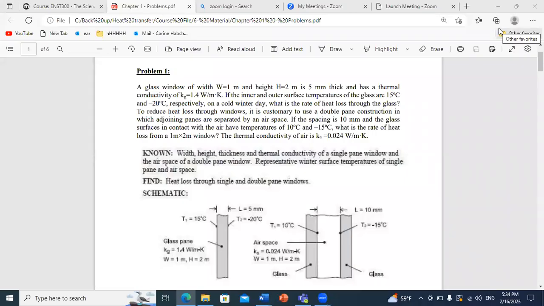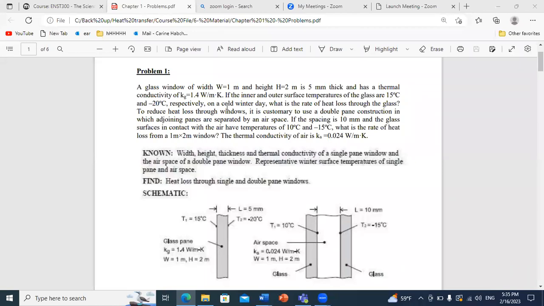So I will do with you some problems to remember how to deal with heat transfer processes and how to apply them to problems involving energy transfer. A glass window of width W equals 1 meter and height equal to 2 meters is 5 millimeters thick and has a thermal conductivity Kg equals 1.4 watt per meter Kelvin. If the inner and outer surface temperatures of the glass are 15 degrees and minus 20 degrees respectively on a cold winter day, what is the rate of heat loss through the glass?